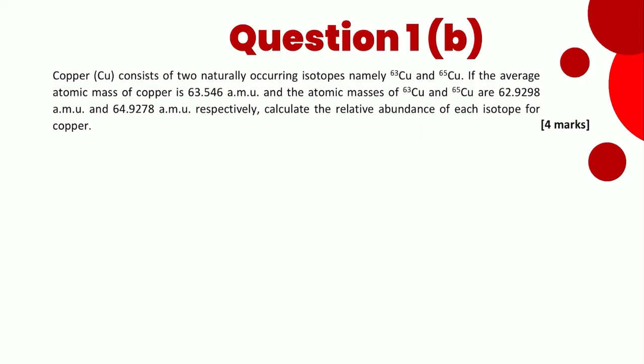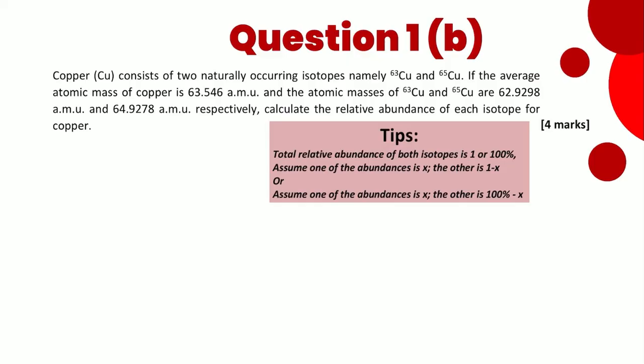For this question, we have tips to solve this problem. You have to understand the total relative abundance for all isotopes is either 1 or 100%. So let's say you assume that the abundance for copper 63 is X. So the abundance for copper 65 is 1 minus X. X is the value that we need to find out.